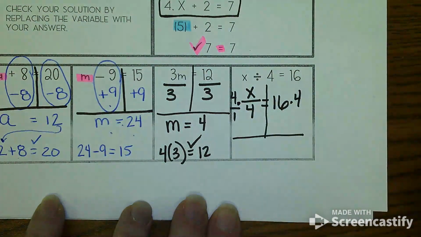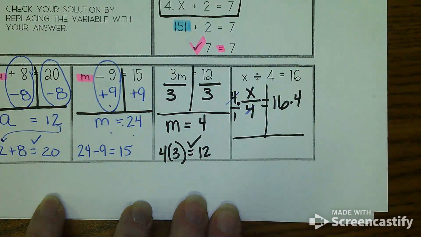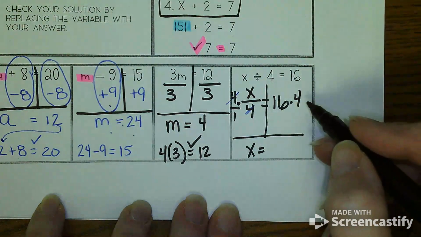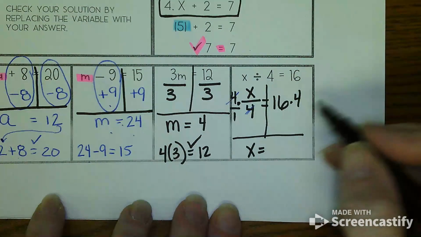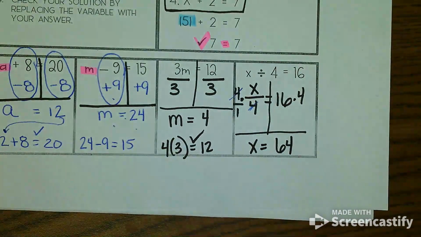Now, pretend it's 4 over 1. These 4s are going to cancel out exactly like we want them to do. This is our version of a zero pair on the division side. And you get x equals 16 times 4, which is 64. So to check it, I'm going to put it back in, and you're going to take your 64 and divide it by 4.